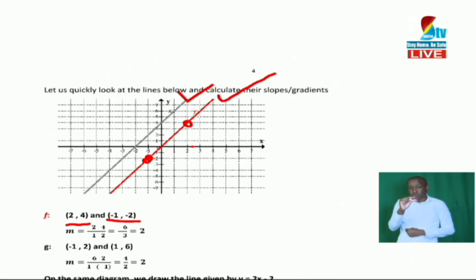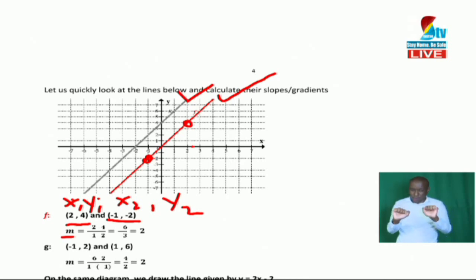Remember, we said the gradient is represented by m, where m is given by the difference in the y-axis divided by the difference in the x-axis. But we normally say change in y divided by the change in x. So here are our points. We are going to say we have x1 here, and x1 will always go with y1, which means here we are going to have x2 and y2. Let us calculate the gradient now.